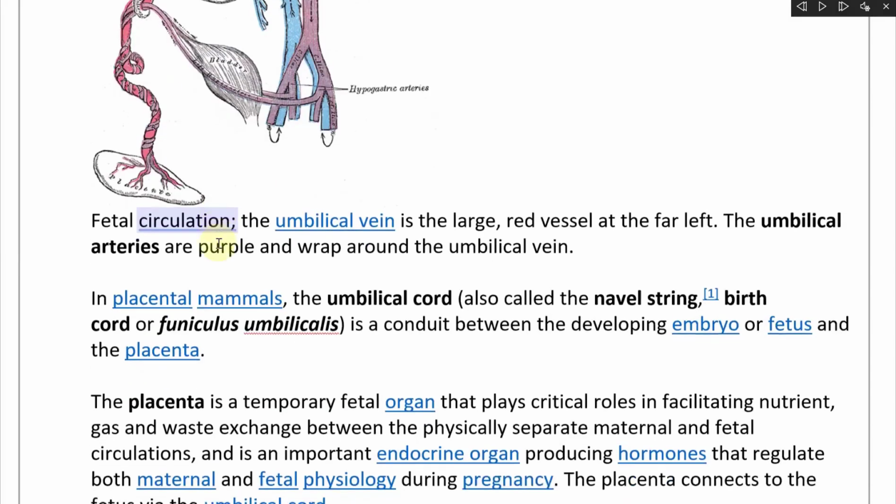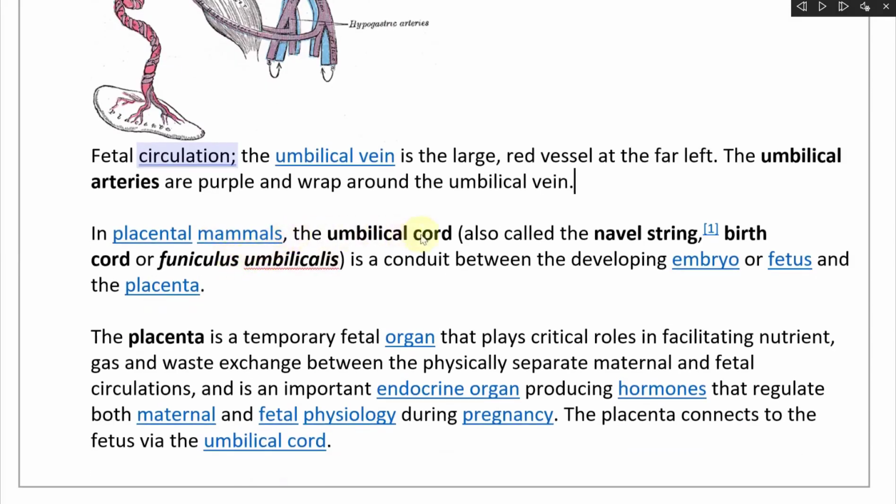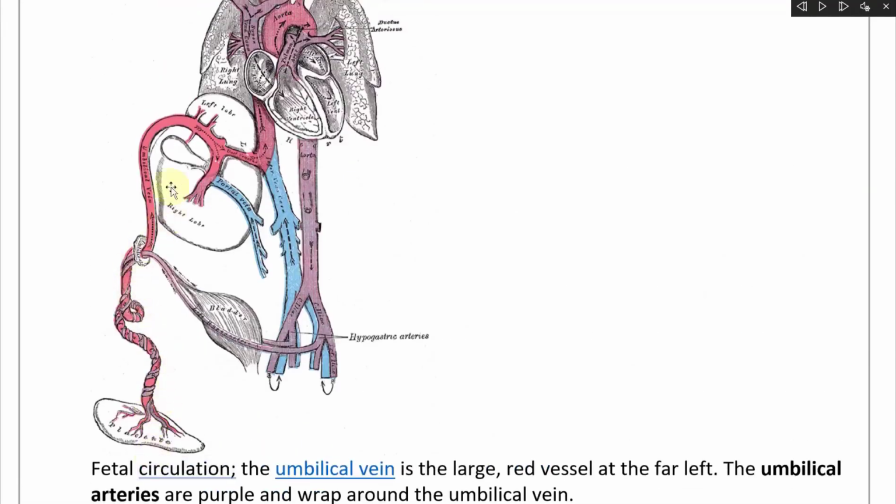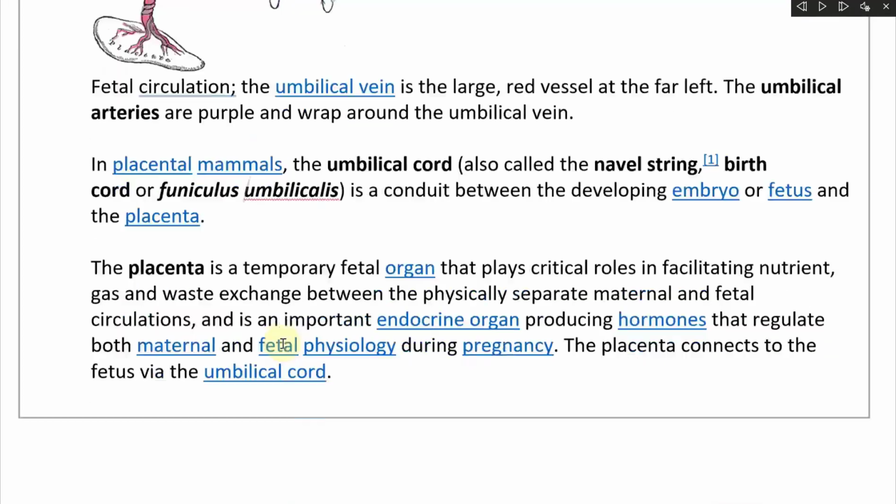All right. And now in placental mammals, the umbilical cord, also called the navel string, birth cord, or funiculus umbilicus. See the pronunciation here. Funiculus umbilicalis is a conduit between the developing embryo or fetus and the placenta. So this is the umbilical cord, goes and connects where the belly button is. And let's take a look.